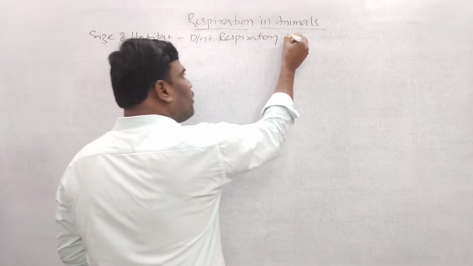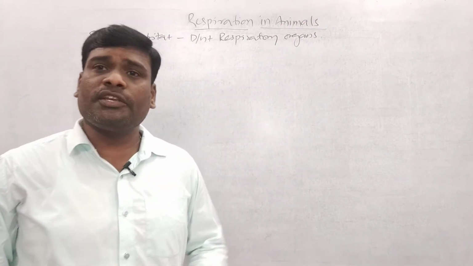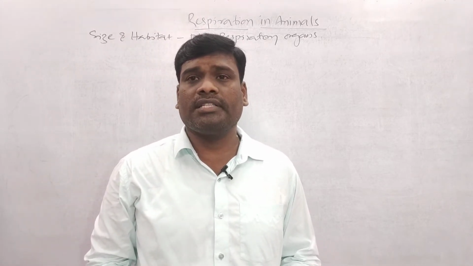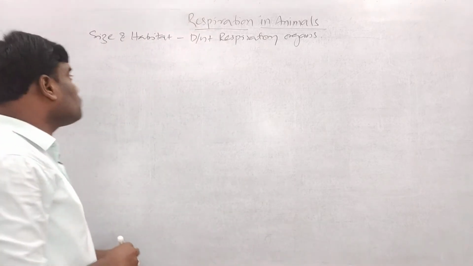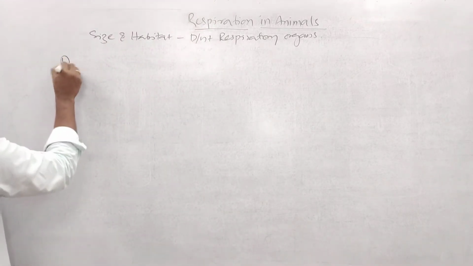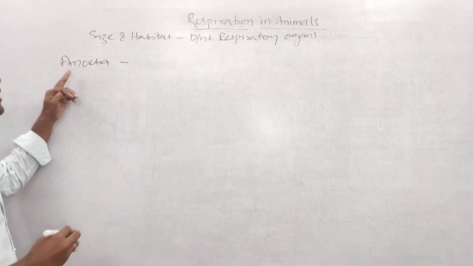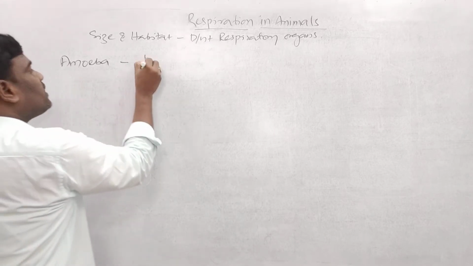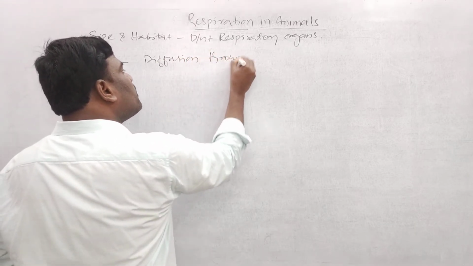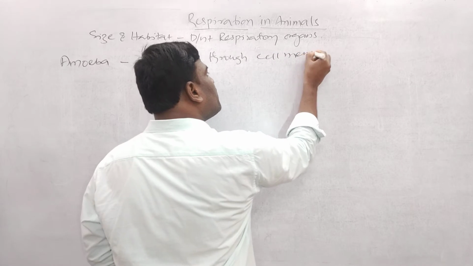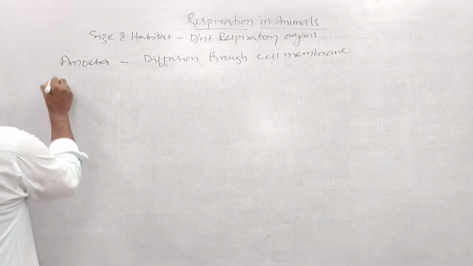Let us see how respiration is carried out in unicellular organisms and multicellular organisms. Some organisms, such as unicellular organisms like amoeba, children, respire by the process of diffusion through the cell membrane. Got it?